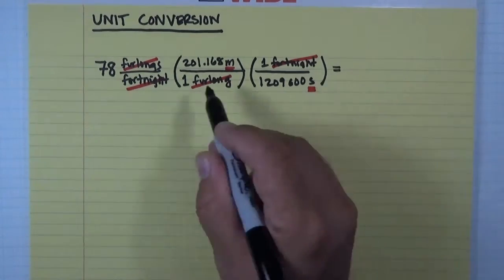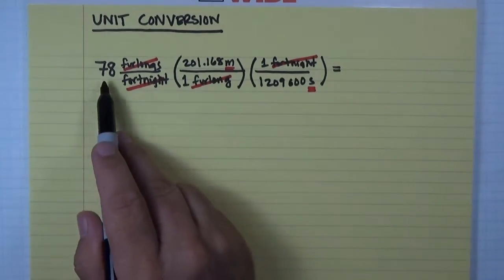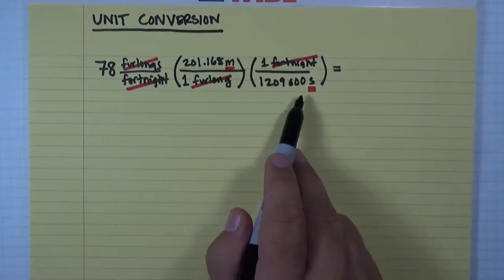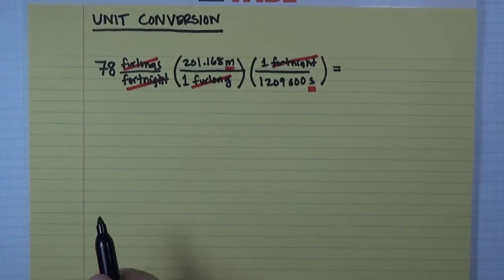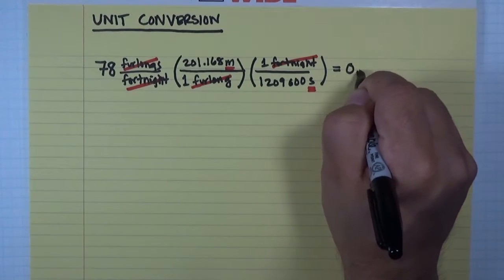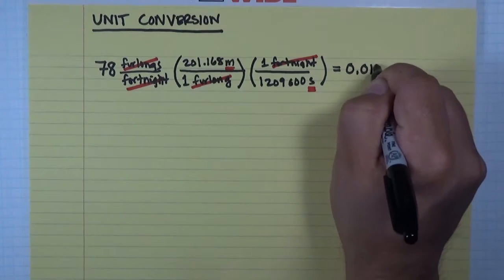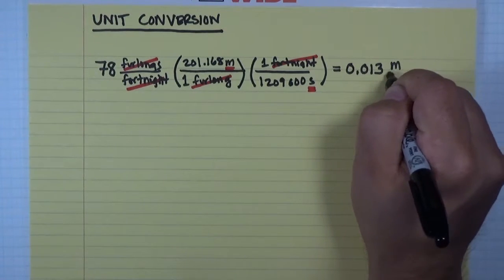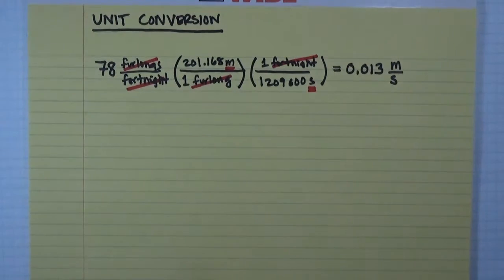If I multiply all the numbers here together, 78 times 201.168 divided by 1.2 million, then the number that I get out is 0.013 meters per second. So as it turns out, I was traveling tremendously slow, and so the reason I got a speeding ticket was probably because I was impeding traffic. Okay, so now let's do the area conversion for the ticket.